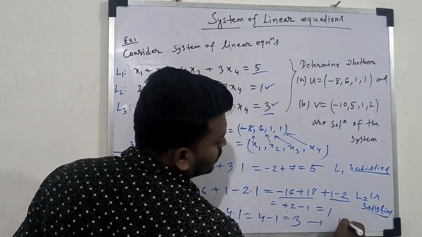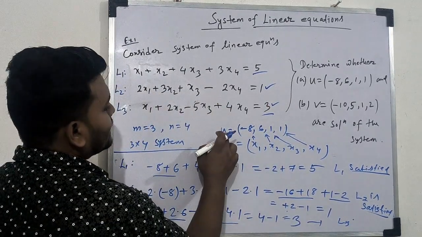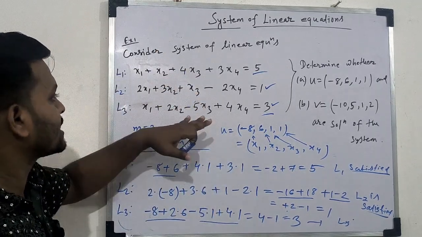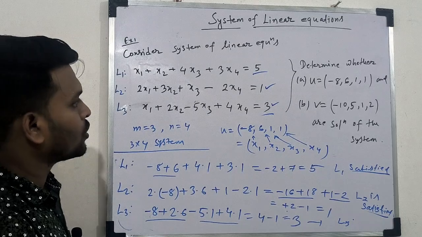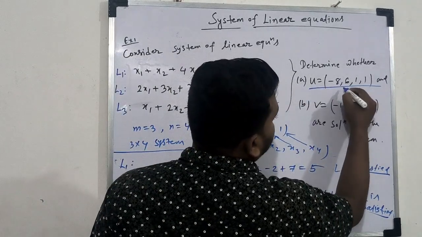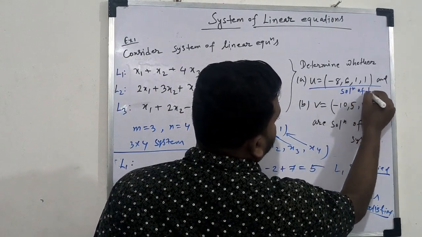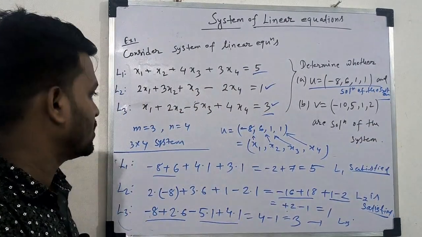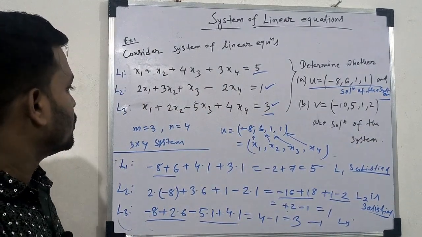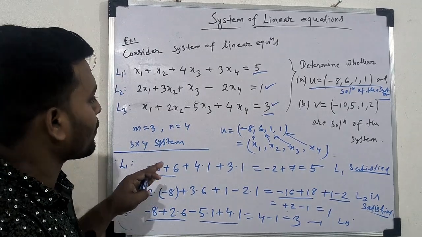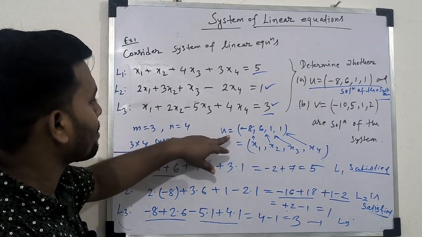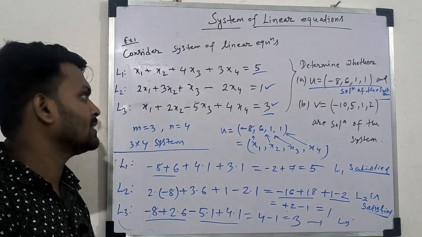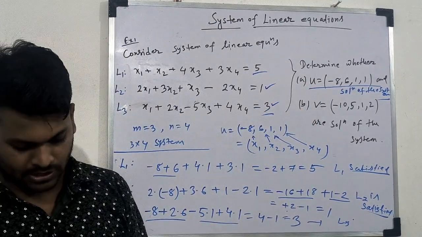So L3 is also satisfied. So by this u, each of these equations in the system is satisfied. So therefore this is a solution of the system. Is it okay? So we satisfied each of these equations by this u. So from this we can conclude that this u is a solution of this system.